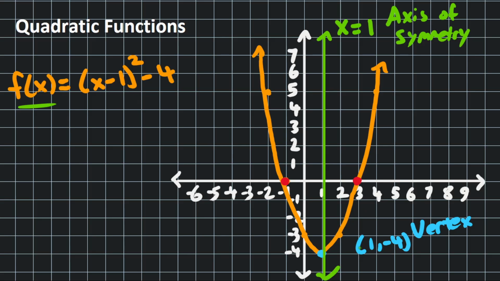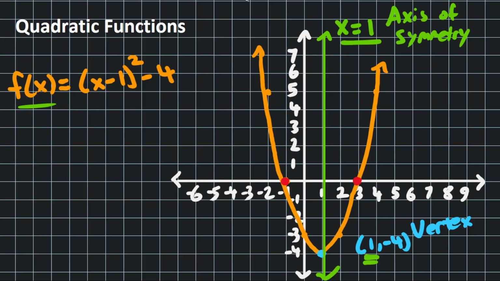Notice the x-coordinate of the vertex is 1, and our axis of symmetry is x equals 1. That makes sense. The vertex's x-coordinate will always be the same as the axis of symmetry. So this vertex right here happens to be at 1 comma negative 4, and that is the axis of symmetry in green.